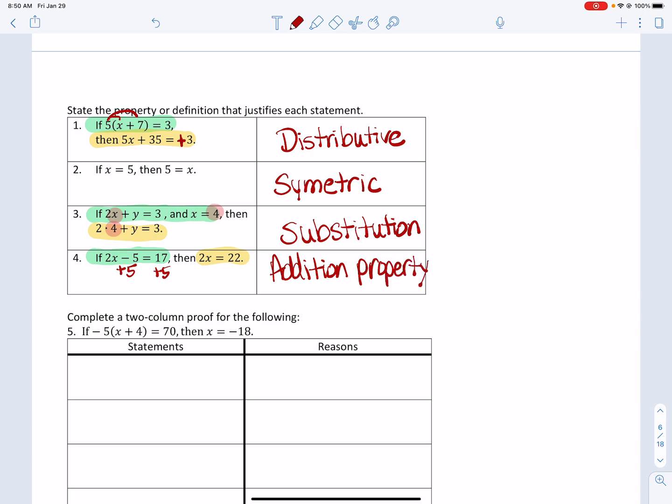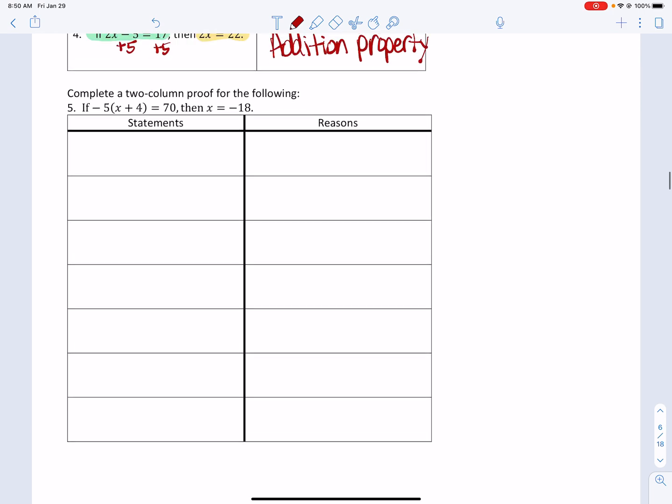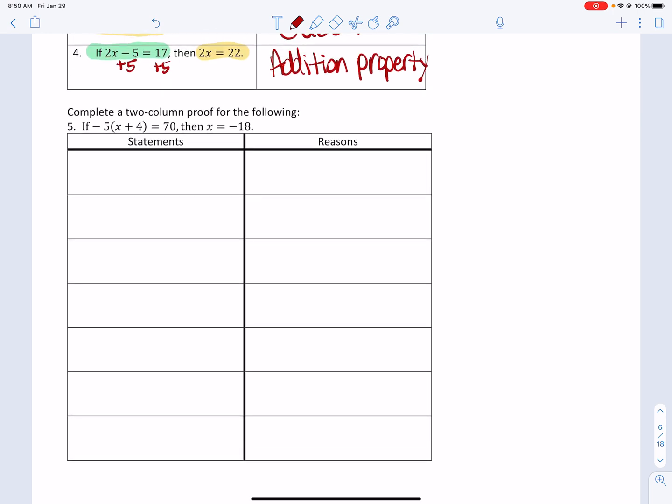Okay. All right, so I'm going to show you this first one. So what you're going to do, you're trying to prove that x equals a negative 18. So you're going to do the first step. I'm going to multiply in by 5. So negative 5x minus 20 equals 70. And then I have to say what step I used. I used the distributive property.